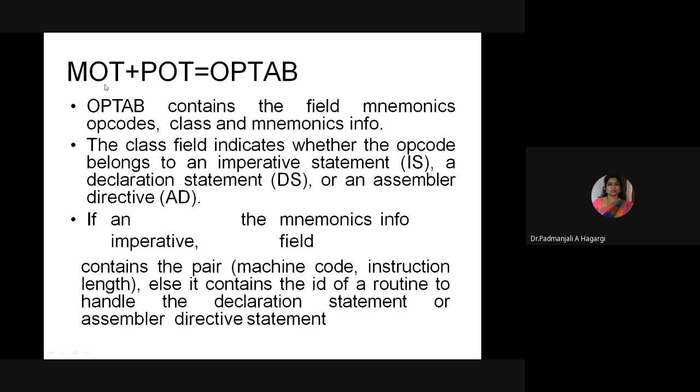The machine operation table contains the opcode, their value, and also the length. So both of these are added and used for generation of the operation table, or the opcode. The operation table contains the fields of the mnemonic of the operation code, class, and mnemonic information. The class field indicates whether the opcode belongs to an imperative statement, or a declarative statement, or an assembler directive.